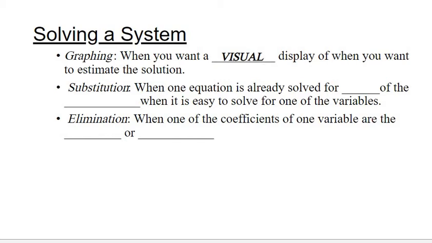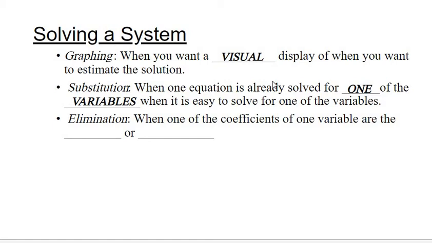Now, when will I use substitution? When one equation is already solved for one of the variables, when it's easy to solve for one of the variables. If it's easier for me to substitute one variable in terms of the other variable, it means you will take the slope-intercept form, y equals mx plus c, and substitute it in the other equation and continue solving. I can use the substitution method.